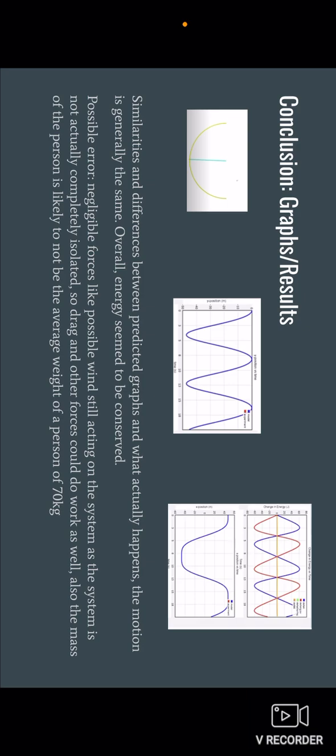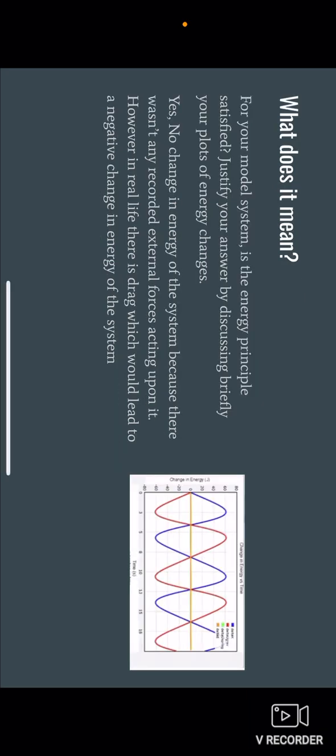Possible error was other forces such as drag, which we didn't account for, and also the average weight not actually being 70 kilograms. And then what does it mean? Was the energy principle satisfied? We said yes, just because we assumed there were no external forces acting upon it, and the model shows that there's no change in energy. However, in real life, there would be drag and there would be a negative change in energy of the system.